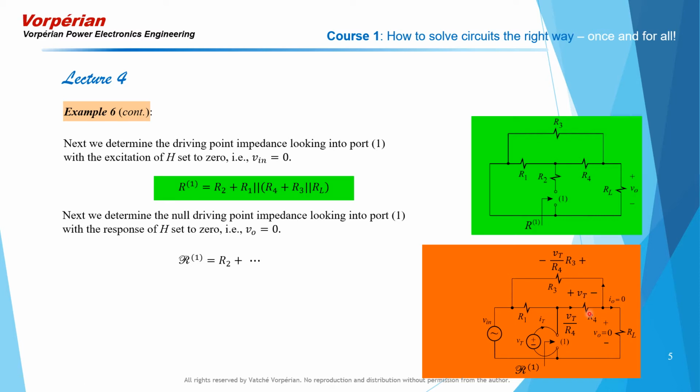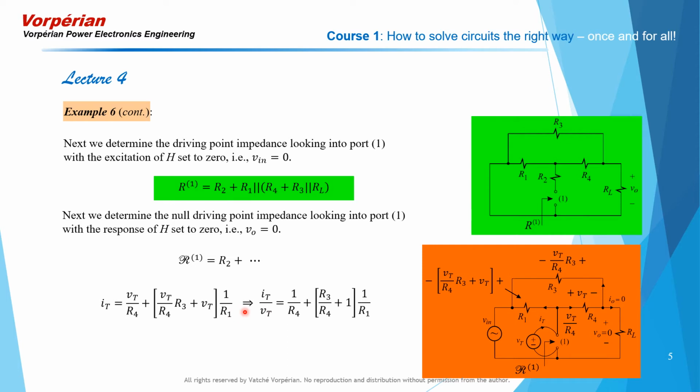Now the sum of the voltages across R4 and R3 will appear across R1. And that means that we know what is the current through R1. It's this voltage here divided by R1. And we can write now the test current IT is Vt over R4 plus this current here, Vt over R4 times R3 plus Vt divided by R1. And now we can solve for IT over Vt or Vt over IT, which is the simpler script R1 calculation.